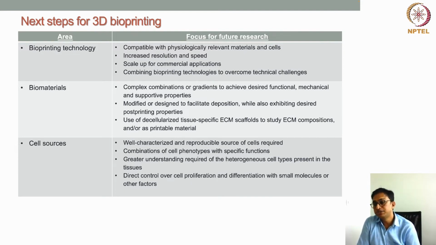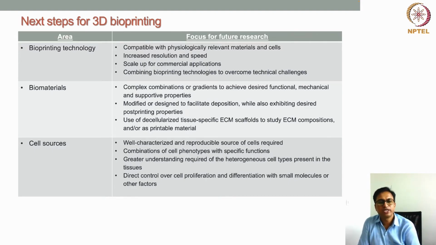This kind of printing of different scales and different architectures is very challenging, and it is very difficult for a single bioprinting technology to do that. That's why combining, or hybrid bioprinting technology, can be used to overcome these technical challenges. So for bioprinting technology, these are the challenges and also the focus for future research, and there are groups working on these different aspects to overcome the challenges associated with this technology.